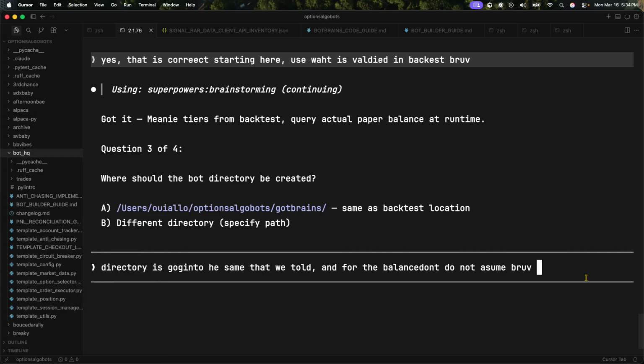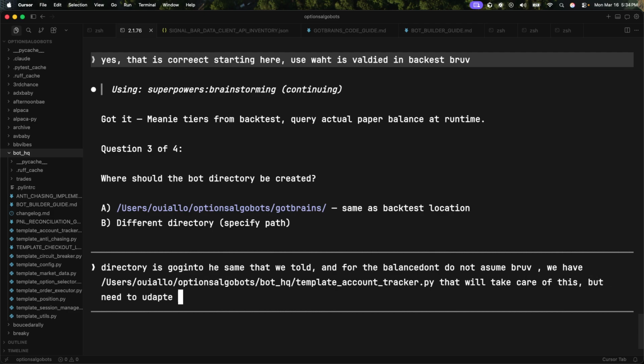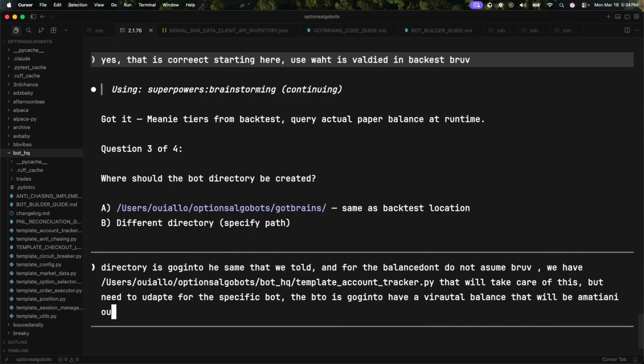We have something that will take care of this, but it needs to be updated for the specific bot. The bot is going to have a virtual balance that will be maintained outside of using the paper trading account, which is much larger than what we trained the bot on, or the strat on.